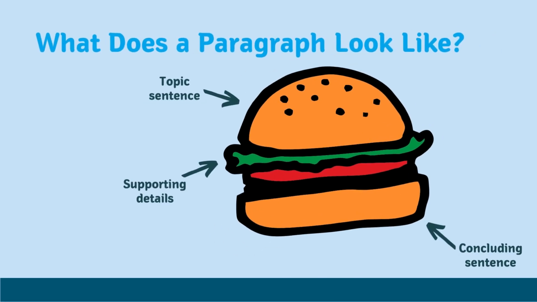So when it comes to what a paragraph looks like, many people like to visualise a burger. You'll see that the top bun represents the topic sentence of a standard paragraph. All of the fillings of the burger represent the supporting details. Now, of course, you need lots of fillings there to make a burger taste nice, just like you need lots of supporting details to write a strong paragraph. And finally, the bottom bun represents the concluding sentence.